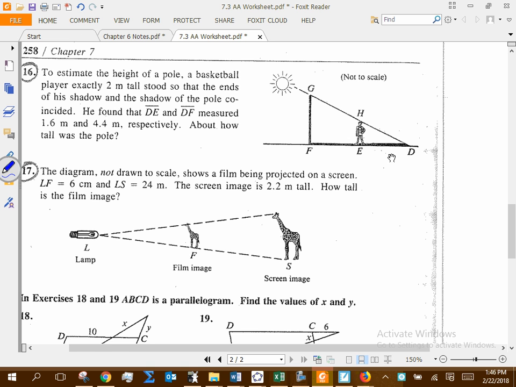When we look at this, first I want to talk about this word. We're going to read this: to estimate the height of a pole, a basketball player exactly 2 meters tall stood at the end of his shadow, and the shadow of the pole coincided. Coincided means that they ended at the same time, right? He found that DE and DF measured 1.6 meters and 4.4 meters respectively.